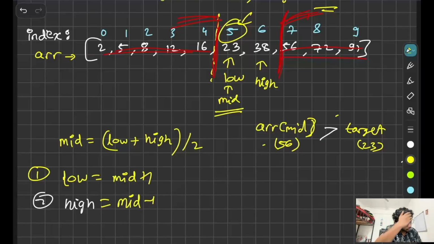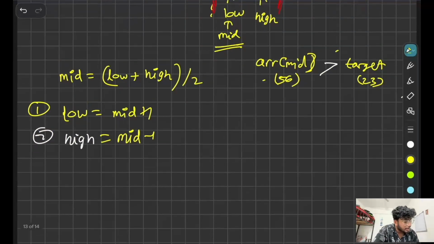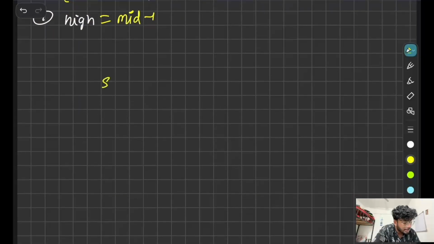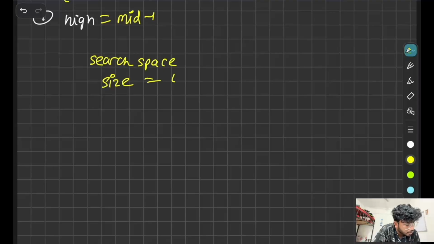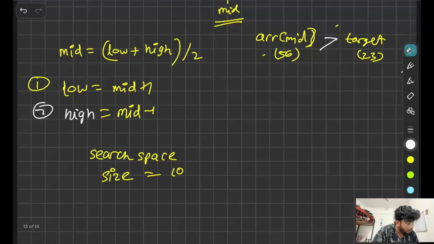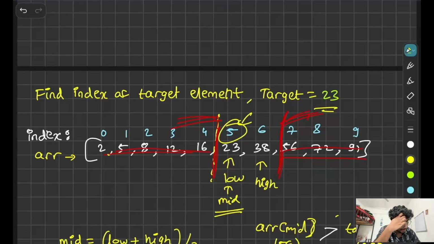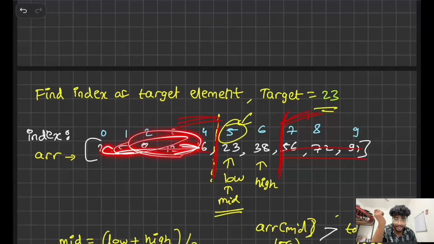Now what I need to discuss is how we eliminate the search space. That's clear, right? The array was of size 10. So initially my search space size is 10, right? And we eliminated how many elements here? In my first iteration of the binary search, I eliminated these elements, so the search space reduces down to 5. We eliminated 5 elements in the first iteration.